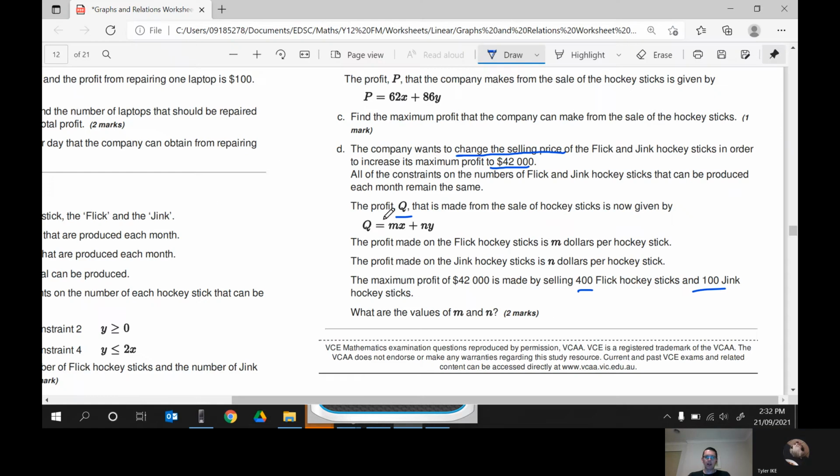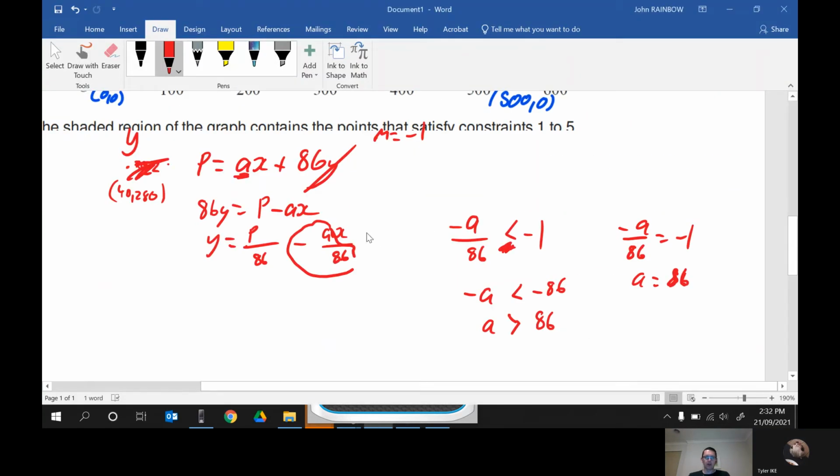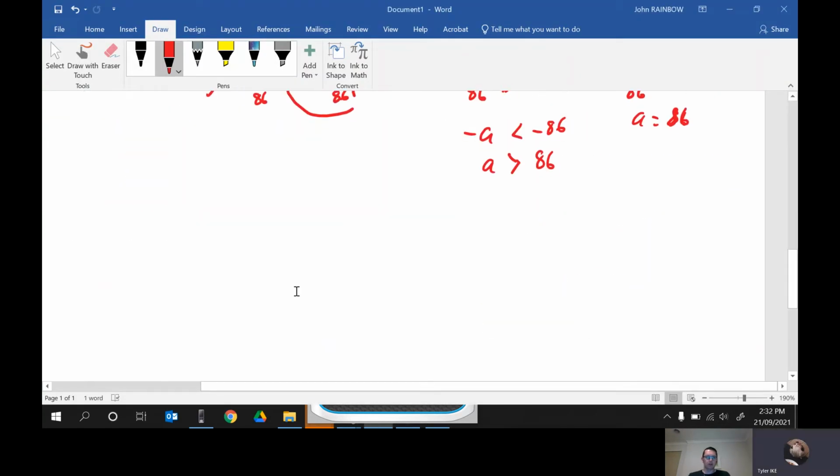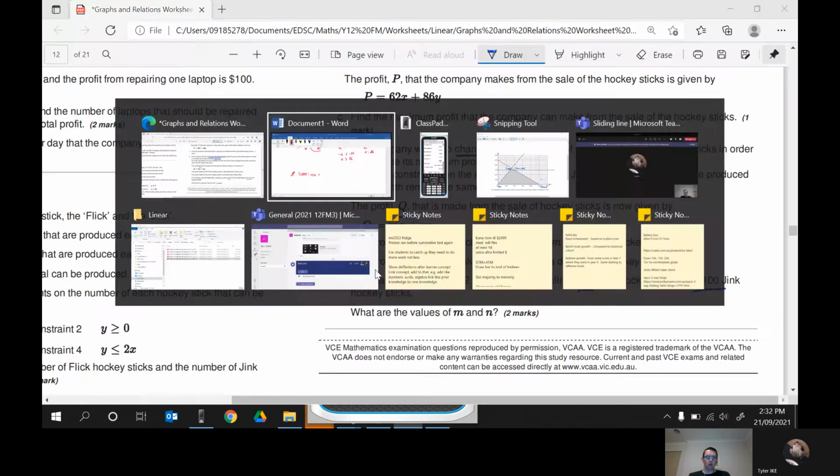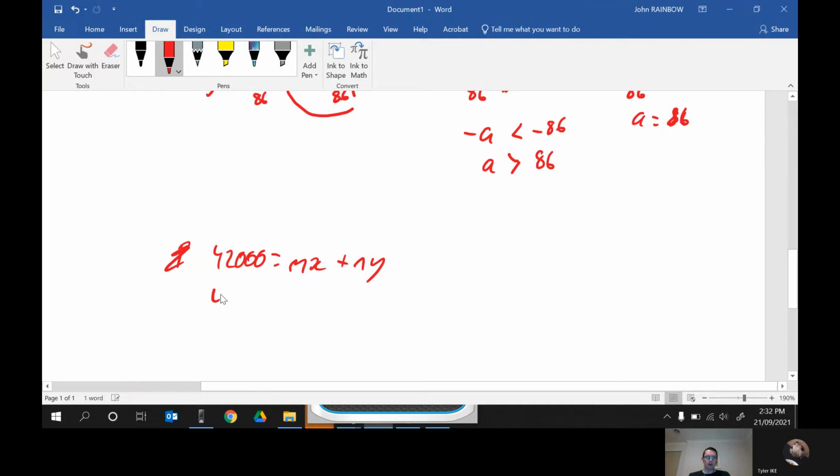So we're going to rearrange this. We know that the profit is 42,000, so we've got 42,000 equals MX plus MY. We're selling, and we want the gradient to be negative one, right? There are many ways you can solve this. You can solve it logically or using maths, we'll do both ways.